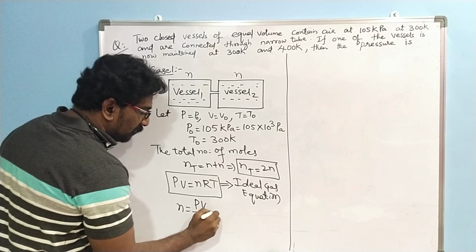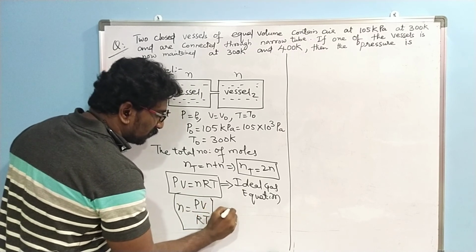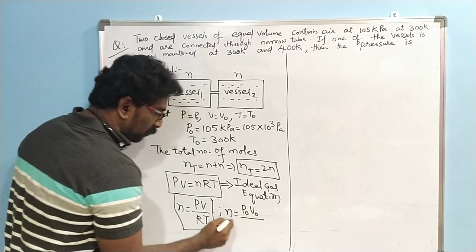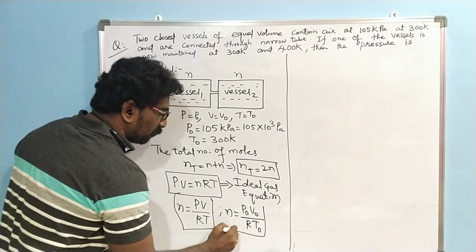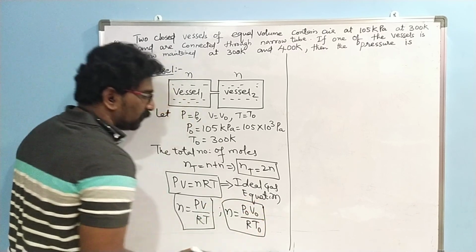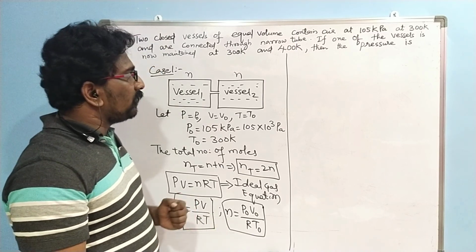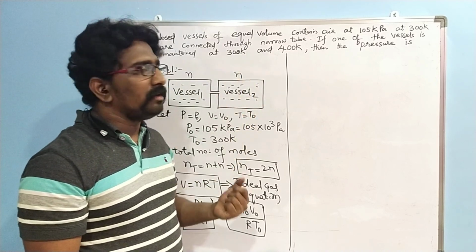And for this particular state, initially n is equal to P naught V naught over R T naught. So this is the number of moles which is contained in one particular vessel. Now let us see what happens whenever these vessels' temperatures are increased.